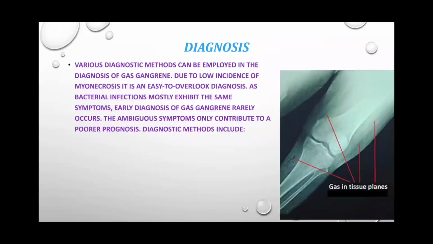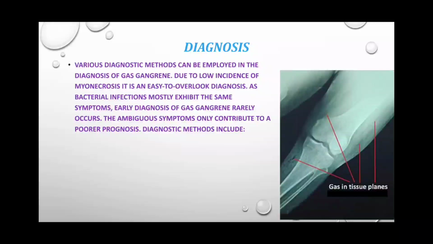Various methods can be employed in the diagnosis of this gas gangrene, but the main diagnosis can be by physical examination, or just by looking at the wound and seeing the necrosis and other symptoms like foul smell and these blisters with gas inside. So we can see and diagnose this condition.